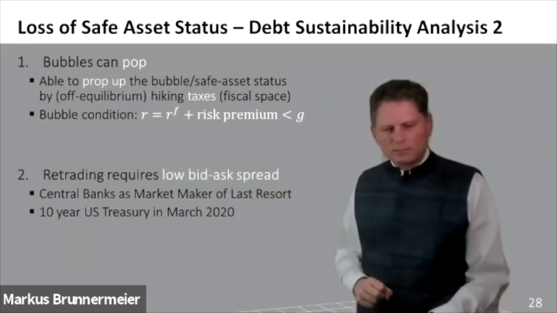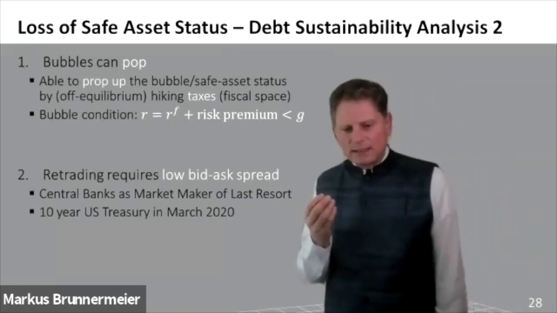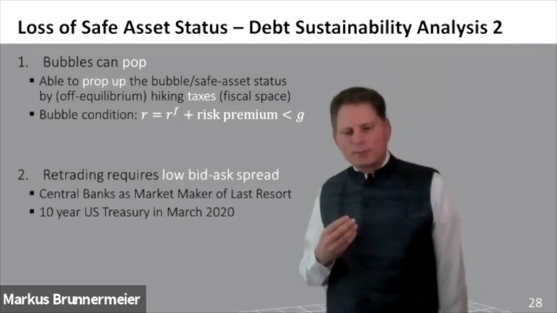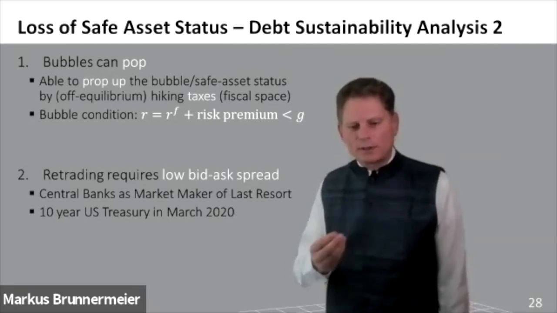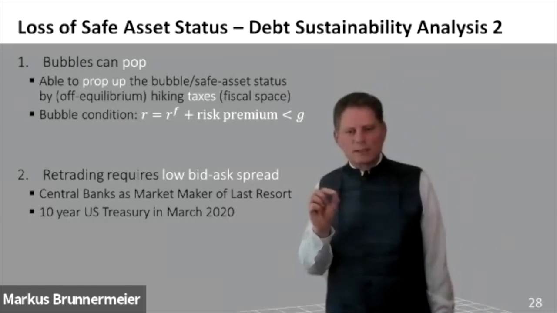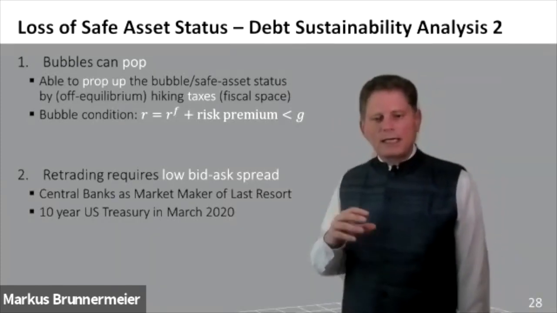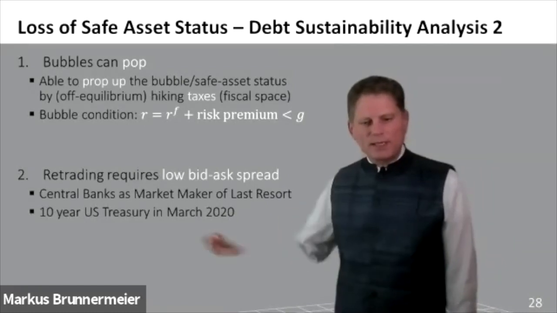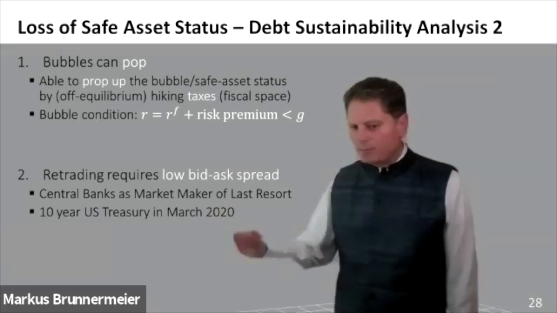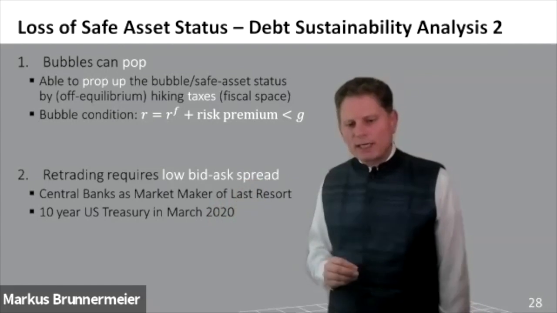Okay. Now, the second aspect is that we said the safe asset is very valuable for idiosyncratic reasons, because we can constantly retrade back and forth. Depending on whether Alice and Bob suffered a negative shock, it's important that you can retrade at a low bid-ask spread. Now, at certain points in time, like in March 2020, the 10-year Treasury suddenly was not so easy to trade anymore. There was a bid-ask spread popping up. And then the Fed stepped in to become a market maker of last resort.